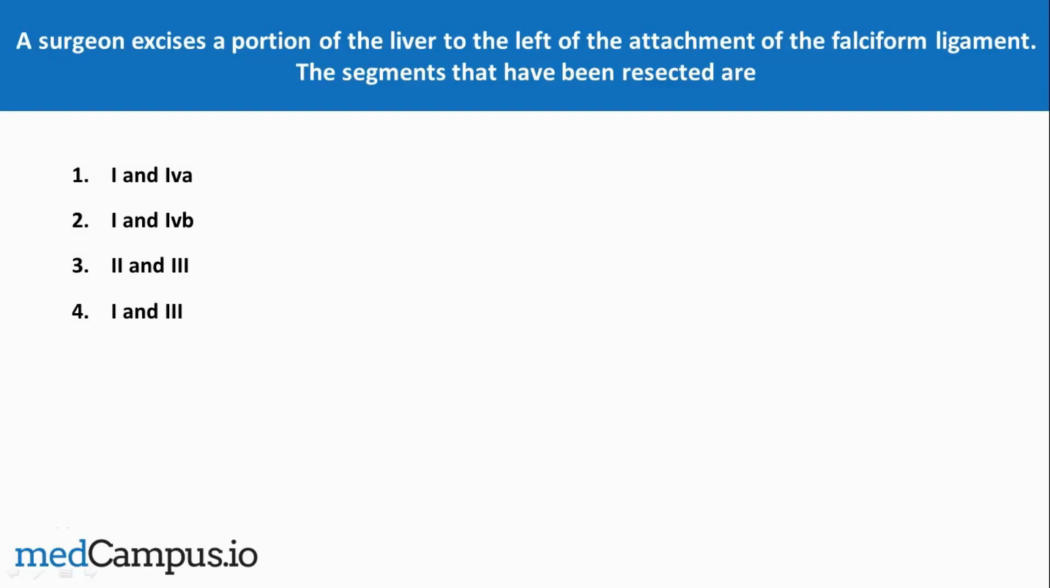The question is, a surgeon excises a portion of the liver to the left of the attachment of the falciform ligament. The segments that have been resected are: option 1 is 1 and 4A, option 2 is 1 and 4B, option 3 is 2 and 3, and option 4 is 1 and 3.